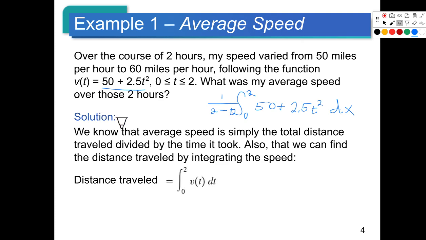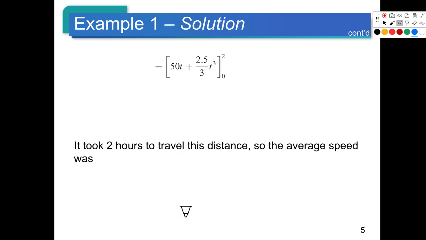So yeah, they're going to integrate the velocity because the velocity is a derivative. So they're going to integrate this part from 0 to 2. They do that, and then they plug in the two ends. So they're going to plug in 2 for each of these t's, and then plug in 0 for each of the t's and subtract, right? And when you plug in 0, you get 0. So all you've got to do is 2 times 50 is 100. 2 cubed times this is 20 over 3, plus that.